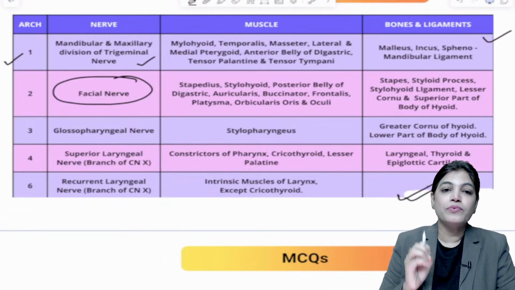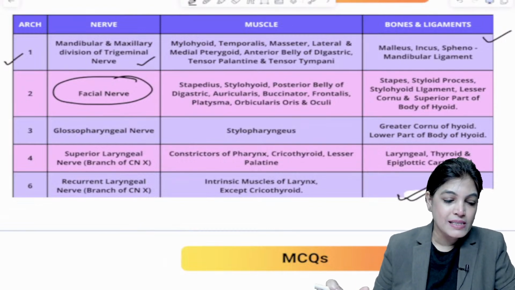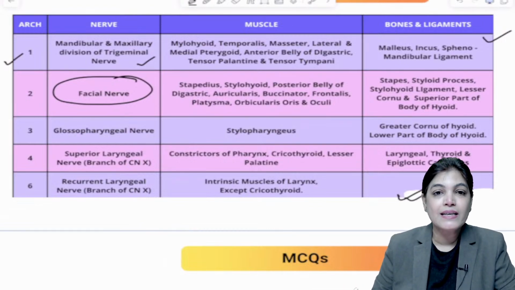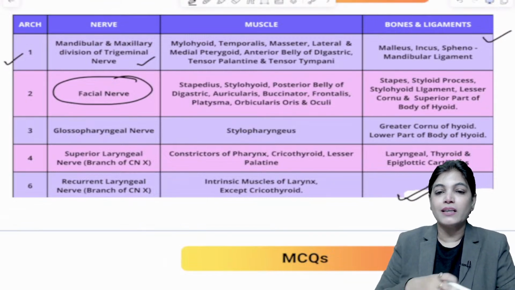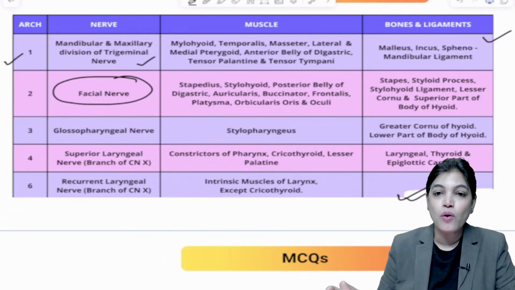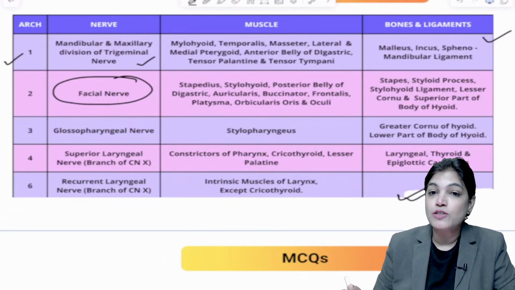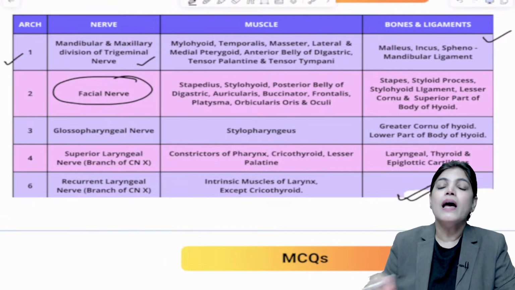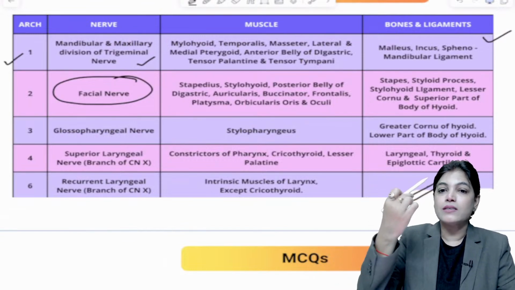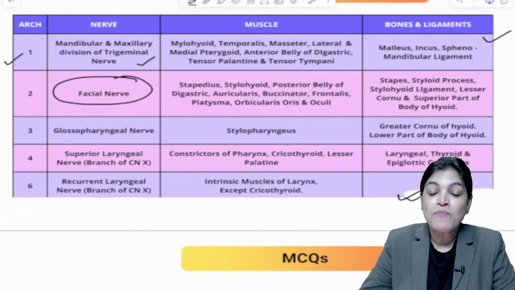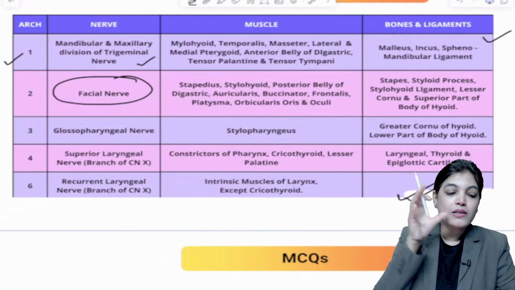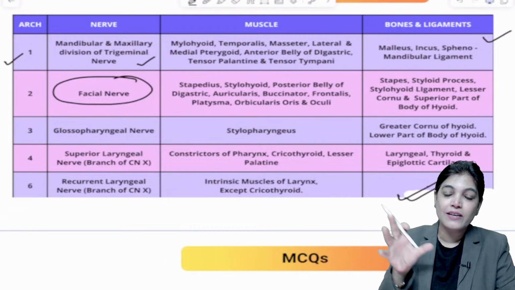Now, facial nerve is the nerve of the second arch. For the muscles derived from the second arch, the correct answer will be stapedius, stylohyoid, posterior belly of digastric, and all the muscles of facial expression: zygomaticus major, minor, risorius, mentalis, levator labii superioris, levator labii superioris alaeque nasi, many muscles. All these muscles are in the facial region, which is an example of muscles in the superficial fascia. That muscle group is called panniculus carnosus. So all these muscles get innervation from the facial nerve.